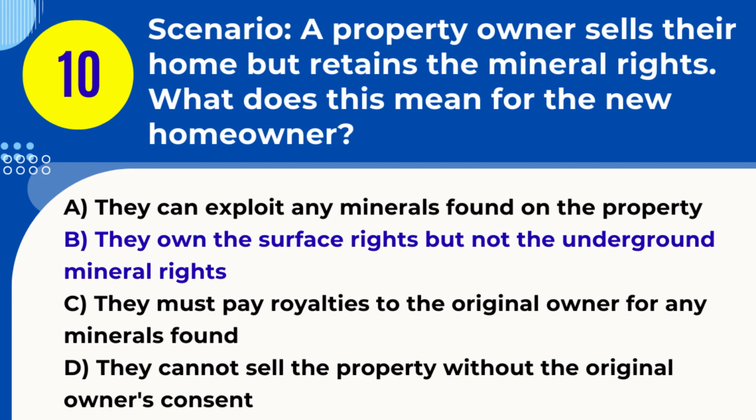Answer. B. They own the surface rights but not the underground mineral rights. Explanation. If a property owner in Texas sells their home but retains the mineral rights, the new homeowner owns the surface rights of the property but not the rights to any underground minerals or resources. The original owner retains the right to exploit these underground resources.